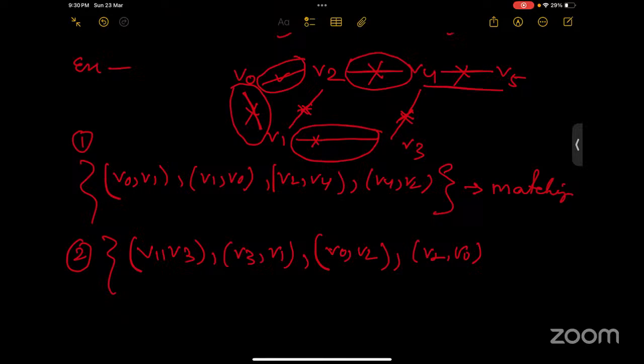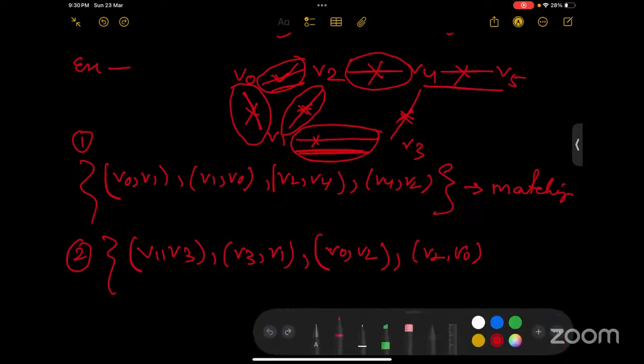Yes, but we have to focus on the edges. V1 is sharing this edge with V2, so we can't take this edge, but we can take this one. So we are taking the edges which are mutually disjoint. This edge is mutually disjoint with this edge. Then instead of V0, V2, we can also take V1, V3 along with V2, V4.